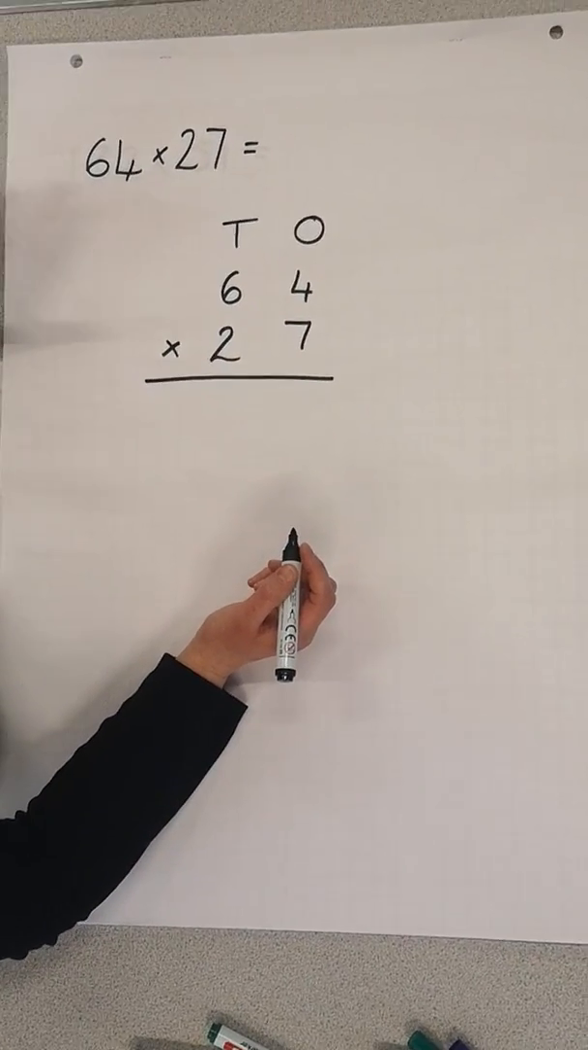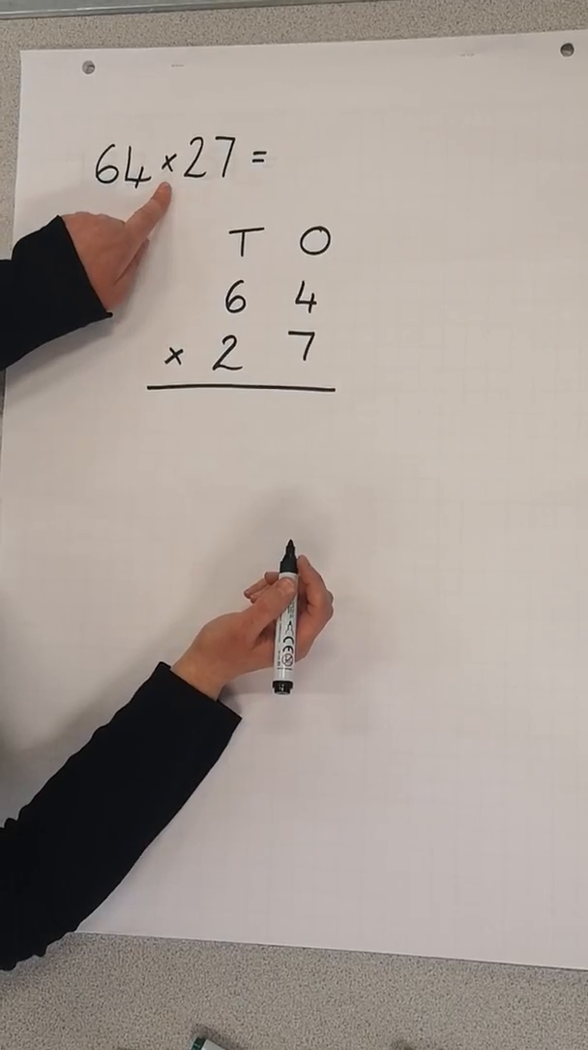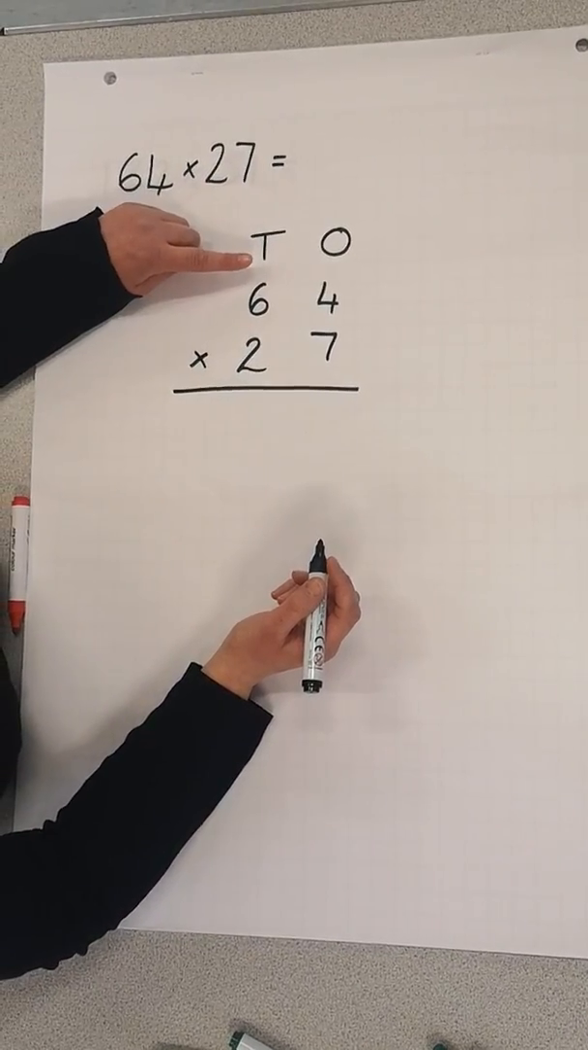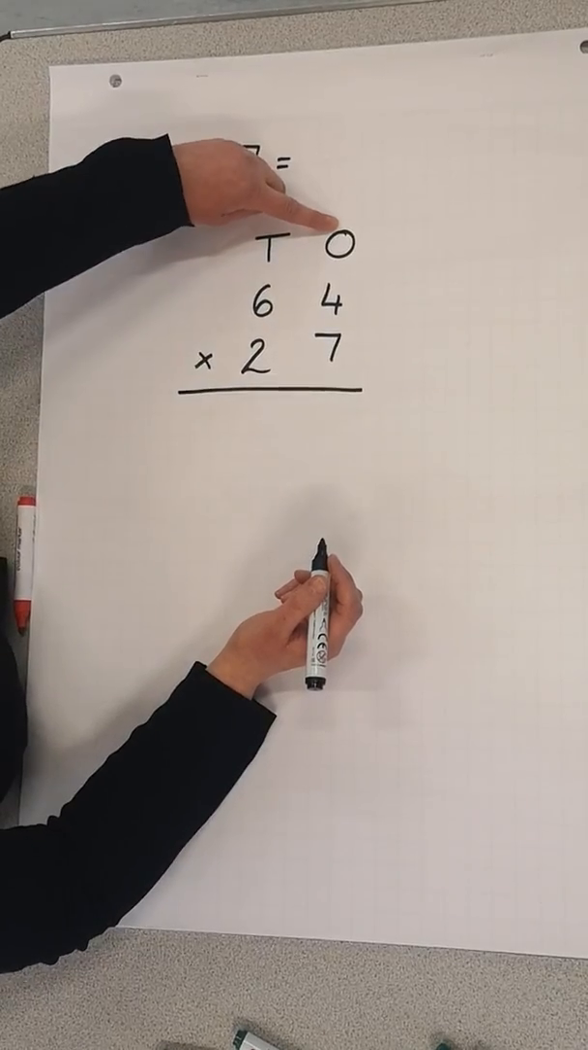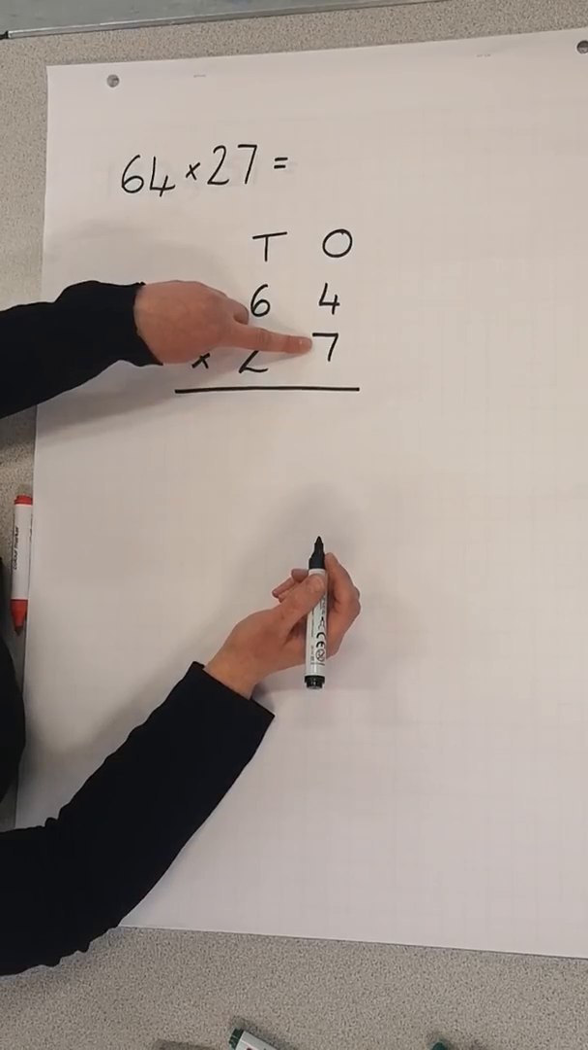Morning, Year 5. So we're going to do some long multiplication today. We've got 64 multiplied by 27. So I've set up my long multiplication with my tens, my ones headings. I've got 64 placed correctly and 27 placed correctly.